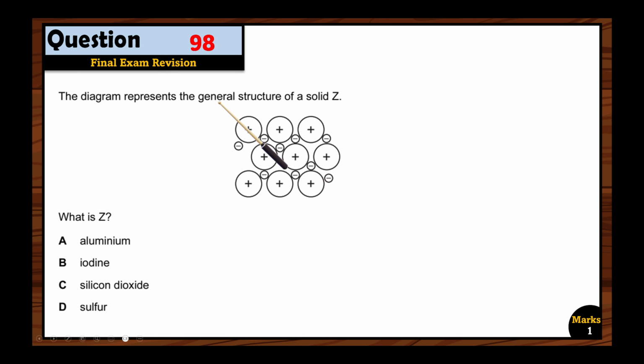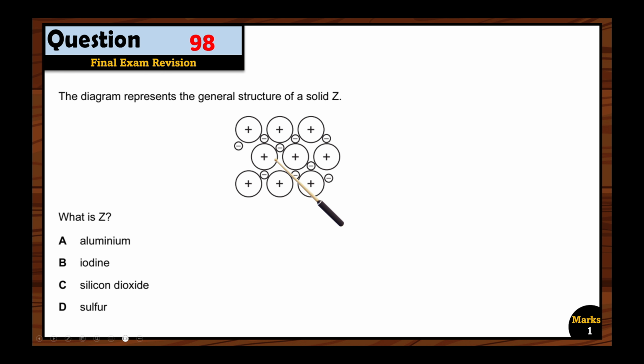The diagram represents the general structure of solid Z. What is Z? Sometimes students get confused between the metallic bond and the ionic bond, because when they have a structure like this, they think that this negative is actually a negative ion, right? But actually it's an electron.